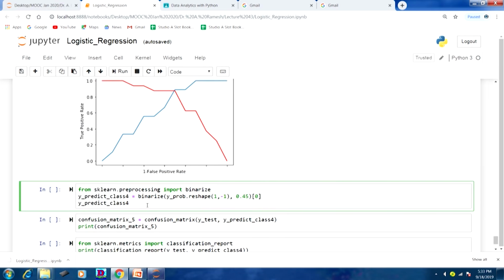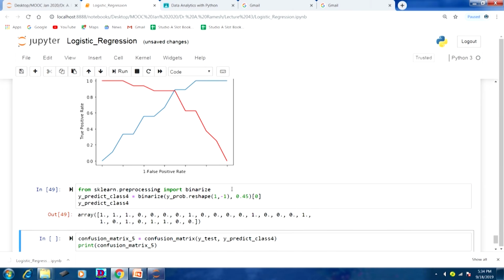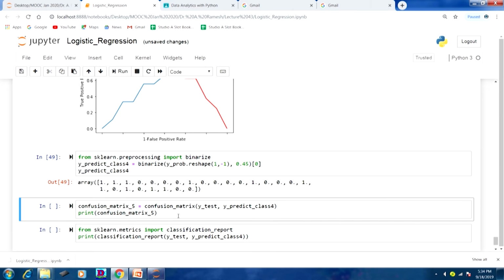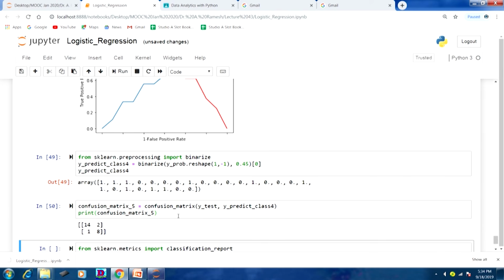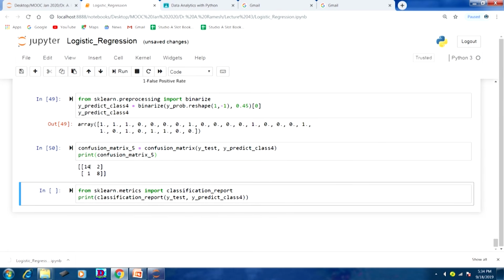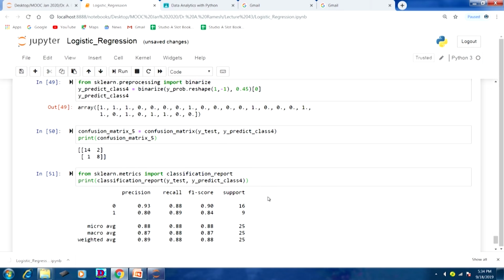Suppose for that optimal value let us draw our new ROC curve. Here I have taken 0.45. So, I have drawn the confusion matrix. You see that the true negative of 14 is very high, and the 8 true positives are also very high. So, when you take threshold value 0.45 you are getting higher true negative and higher true positive values. When you look at the classification report, you see that the specificity value is 0.88, the sensitivity value is 0.89.